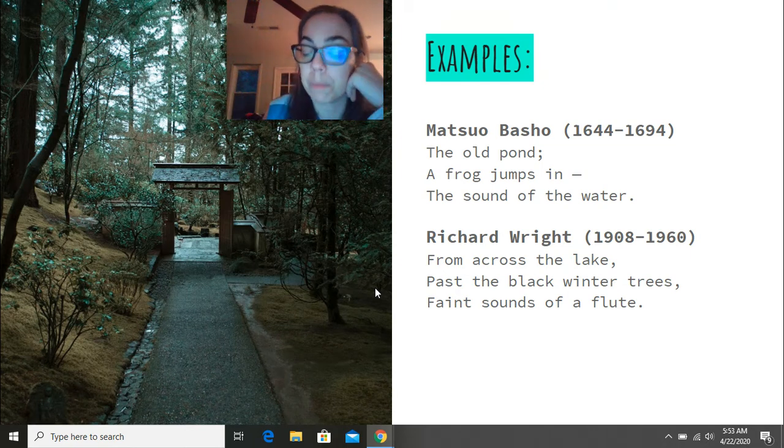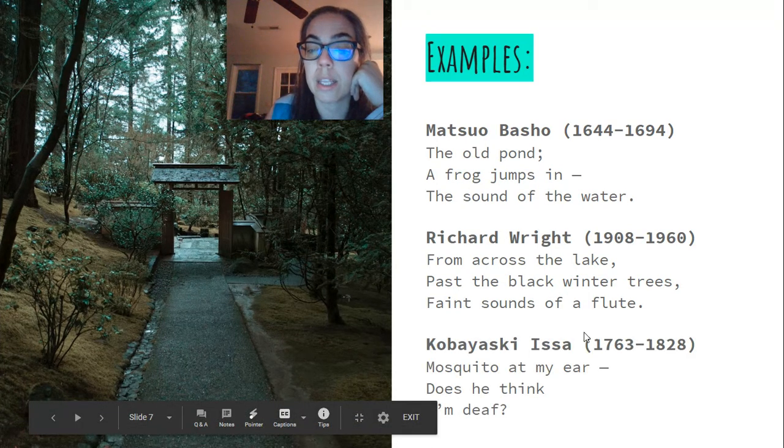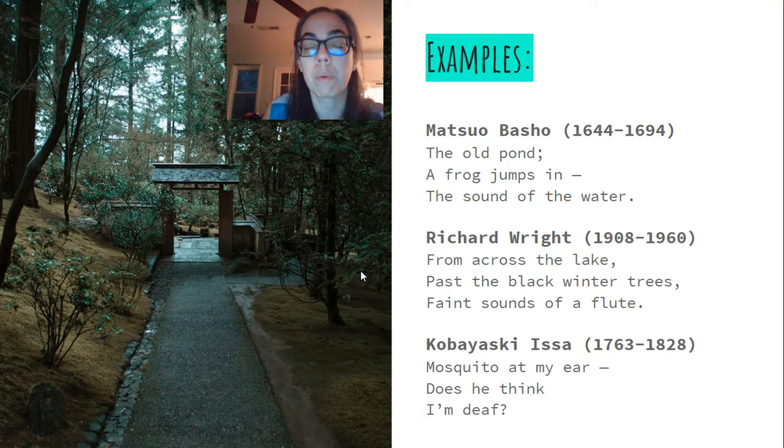These have a very sensory quality. We're really talking about the senses here. We're talking about imagery. And this one is kind of funny. A lot of times some of the Japanese ones are funny. It's a mosquito at my ear. Does he think I'm deaf? That's all it is, which is kind of cute. I like it. It's kind of funny.